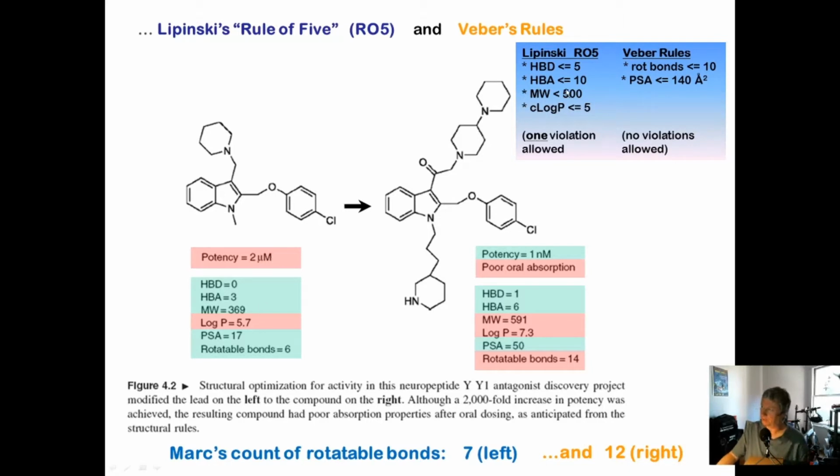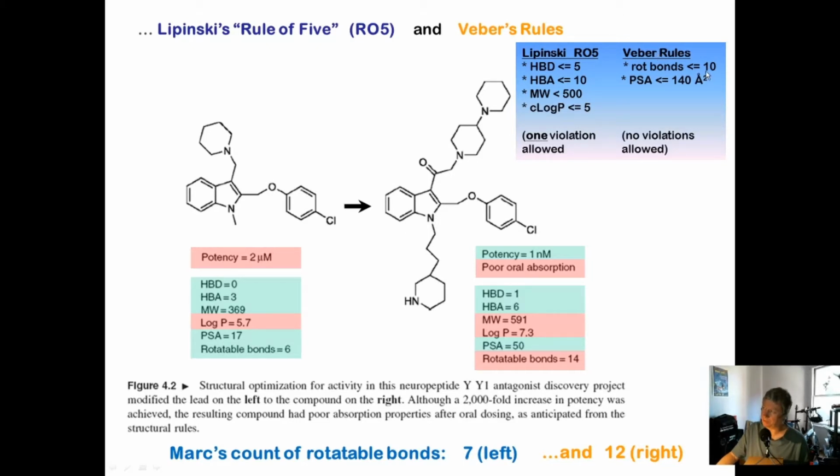The Lipinski rules say that the hydrogen bond donors should be less than 5, hydrogen bond acceptors should be less than 10, molecular weight should be less than 500, C log P should be less than or equal to 5, and one violation is allowed. So in this case, one violation did occur, the C log P, but overall is considered orally available. At least Lipinski would say so.